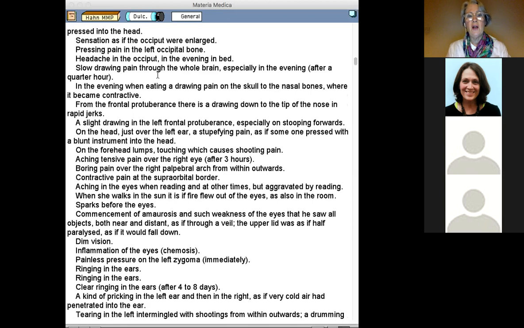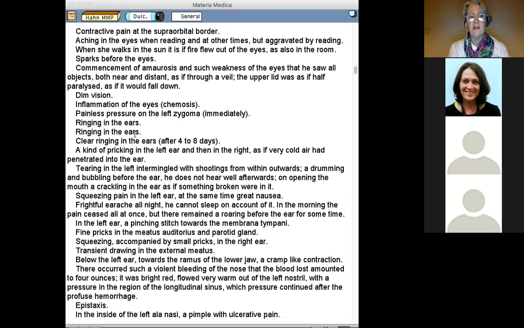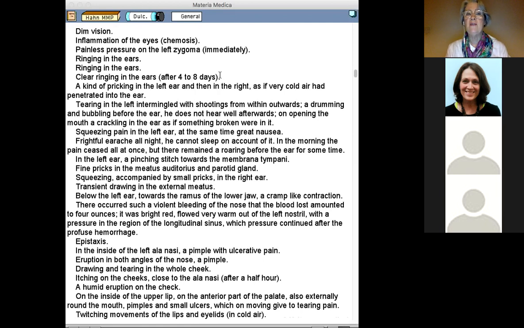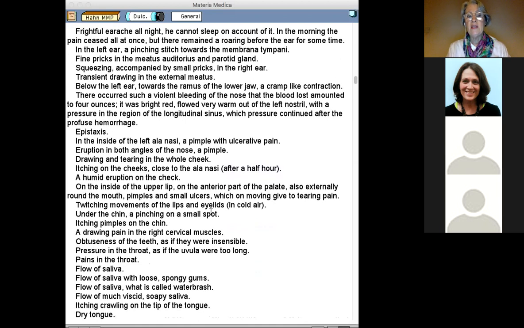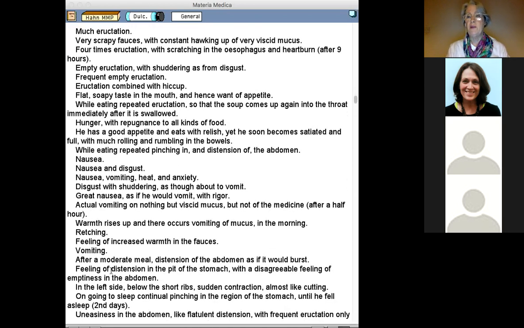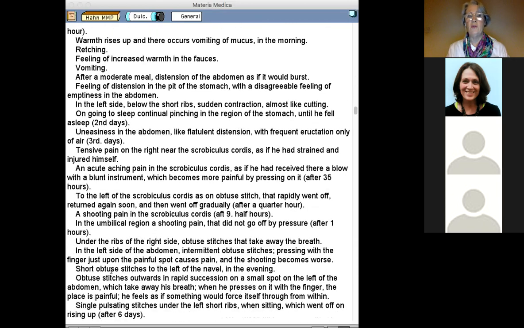And then he moves on from head pain and the specific details and areas into things happening with the ears, clear ringing of the ears. Sometimes he gives us specific time frames, like this symptom came out after 3 days, or after half an hour, or after 4 days. And sometimes he also tells us that other things happen after a particular condition, like twitching movements of the lips and the eyelids when in cold air. Okay? So I just want you to look at how many symptoms there are in Hahnemann's notes for dulcamara.